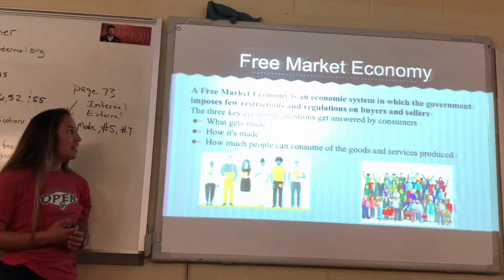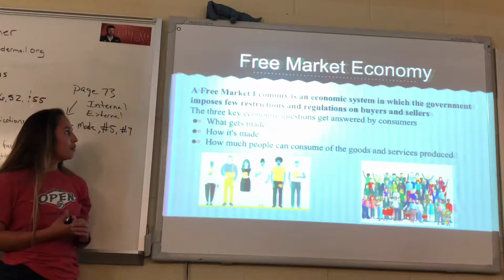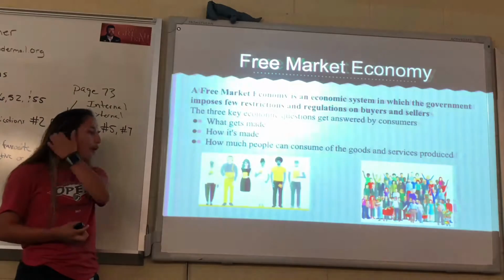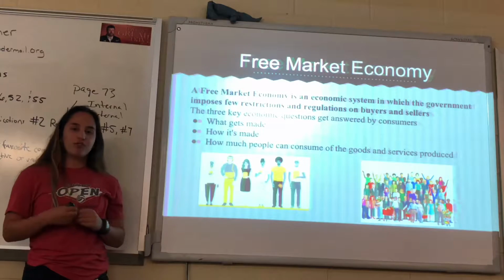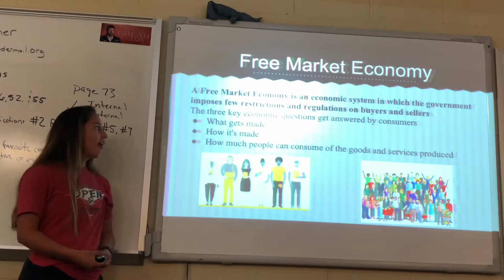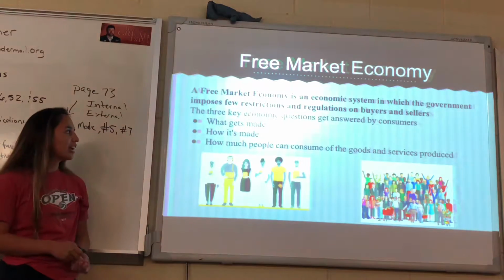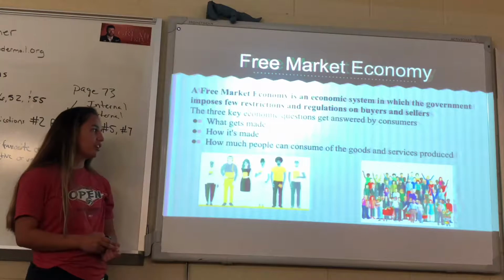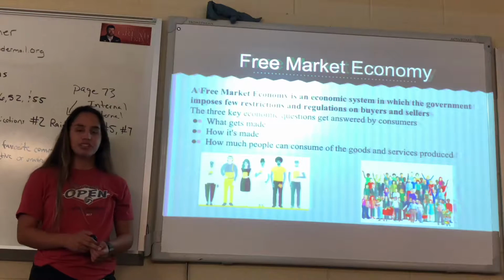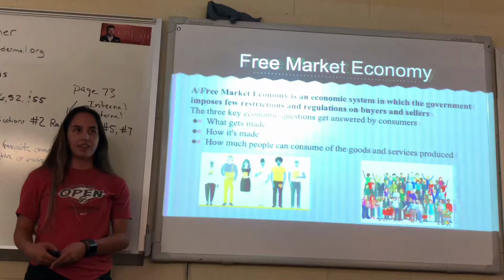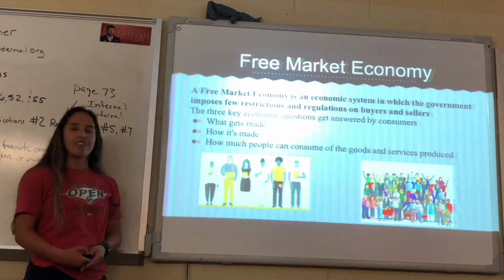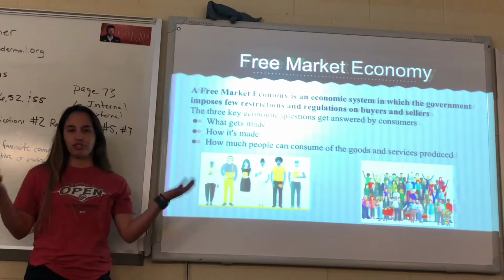A free market economy is an economic system in which the government imposes few restrictions and regulations on buyers and sellers. So the government doesn't get as involved as in other economies. Three key economic questions get answered by consumers: what gets made, how it's made, and how much people can consume of the goods and services produced. Consumers get to decide basically everything because they're the ones that control the producers, because they don't have to buy stuff and they have lots of options to choose from.